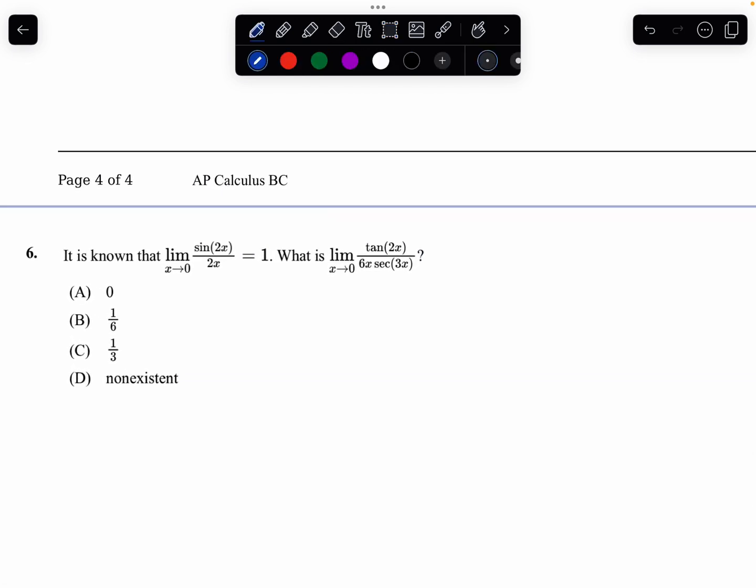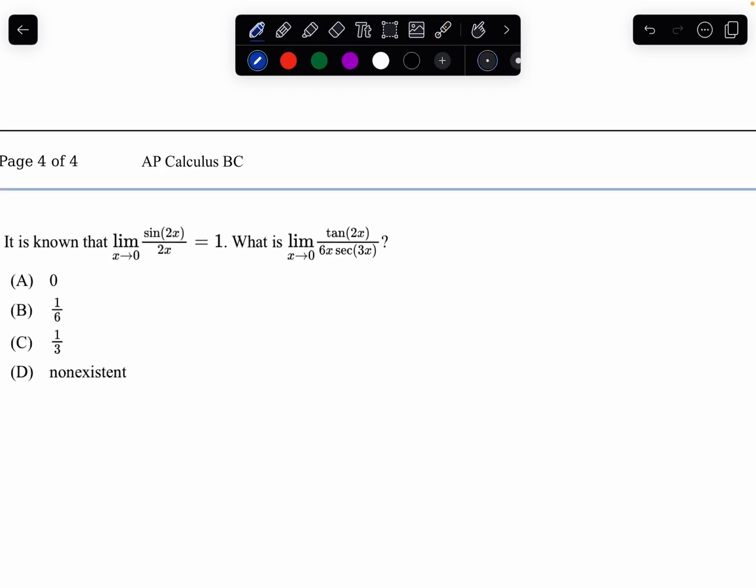So it is known that the limit as x approaches 0 of sine of 2x over 2x is equal to 1. Okay, so we have this limit of the function given here. What is the limit of this expression as x approaches 0? Basically what they're trying to get you to do is simplify this and get this out of that so you can use that. The problem with this right here is I can't plug in 0. If I plug in 0, especially into this part right here, I get 0 on the denominator, which is not good.